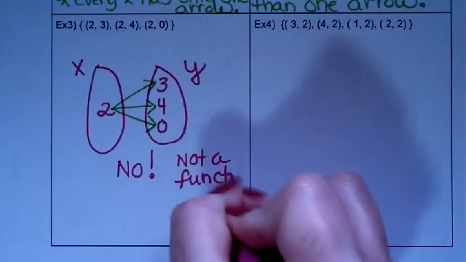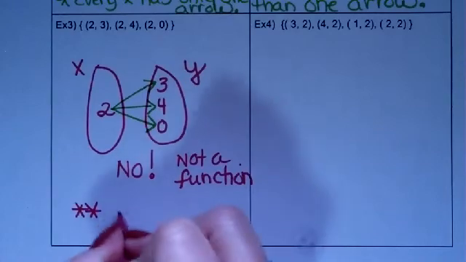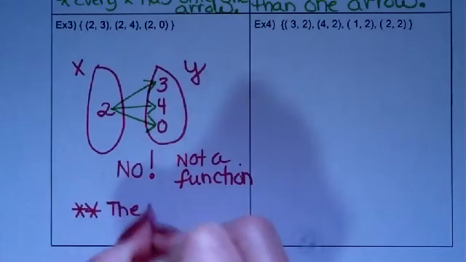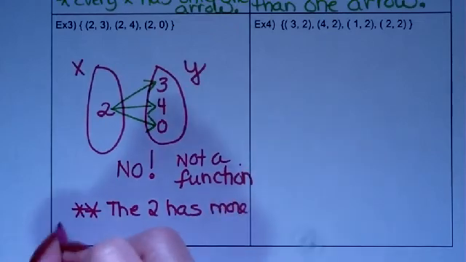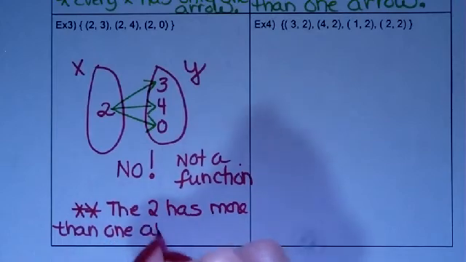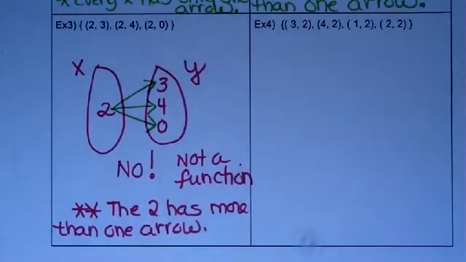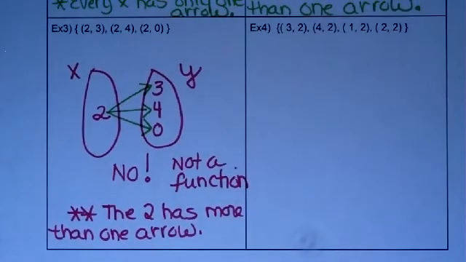Again, why is that true? I will make a little note right here again. The 2 has more than what? One arrow. Right? Now, nobody said more than one. It can have 2, it can have 3, it can have a bunch. But as long as it's more than one arrow coming from one X number, it's not a function. Okay? Now, let's look at number 4.